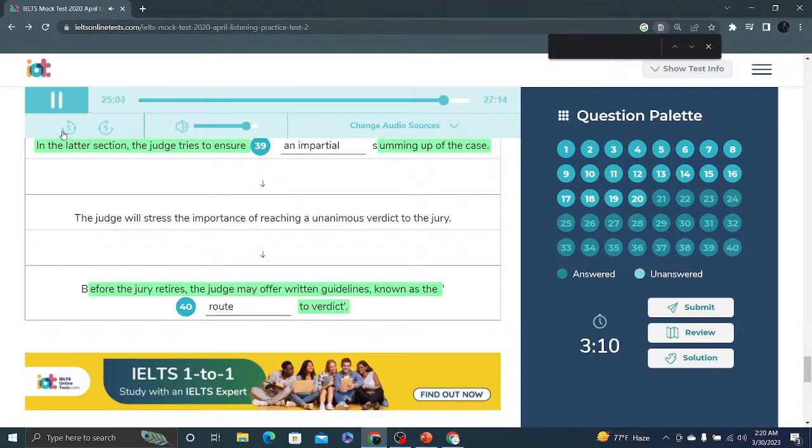The judge will first issue the jury with a written document entitled A Route to Verdict.